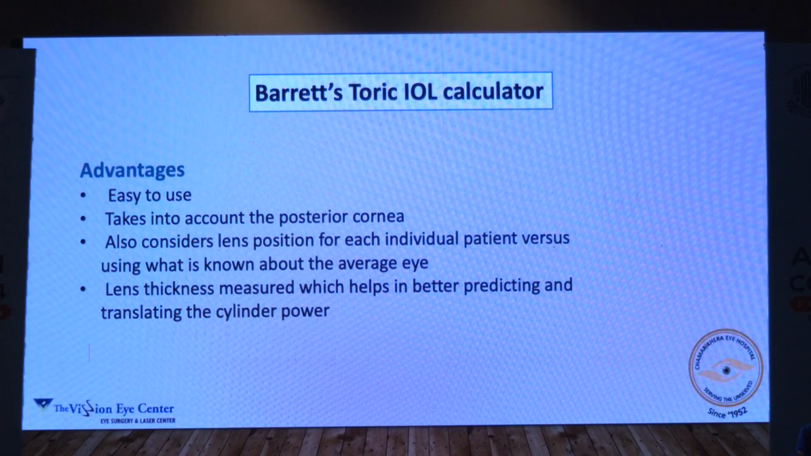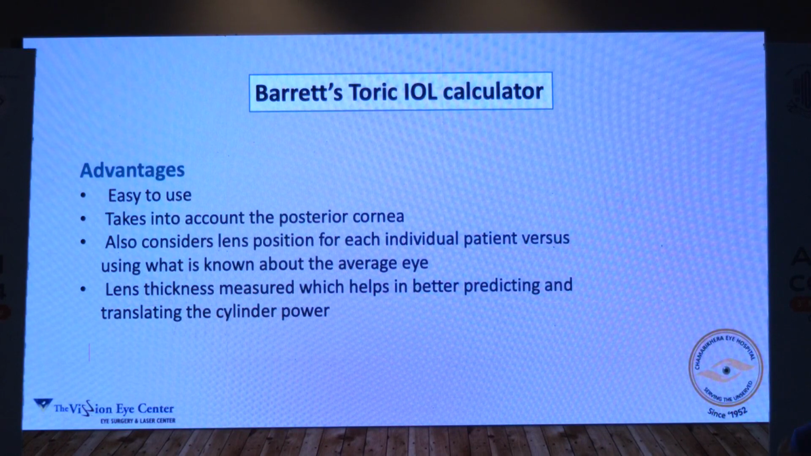So the thing is that some people say, I don't have an optical biometer. Now, can I go ahead and do a toric? Yes, of course you can go ahead and do a toric. The more data that you enter in the Barrett's formula, the more accurate your result is going to be. But that does not mean that if you don't enter everything, you're going to get a very, very inaccurate result.